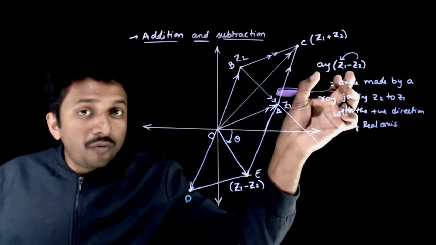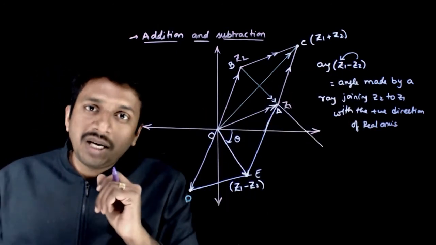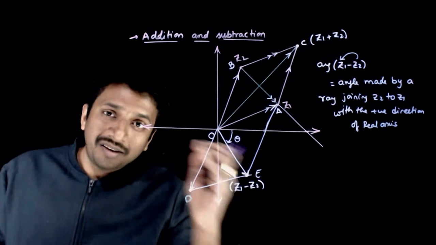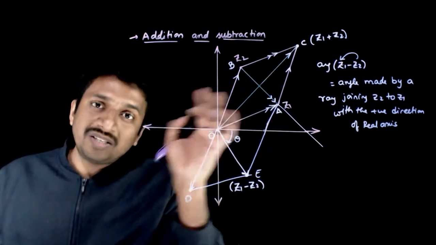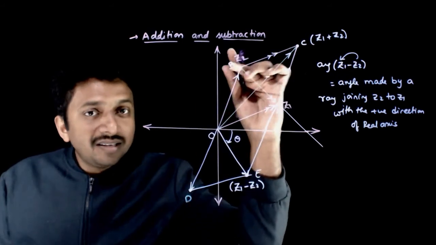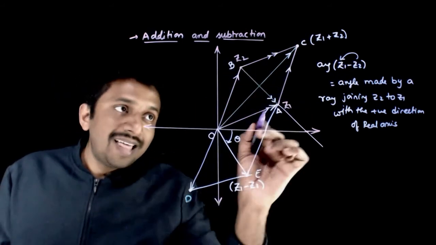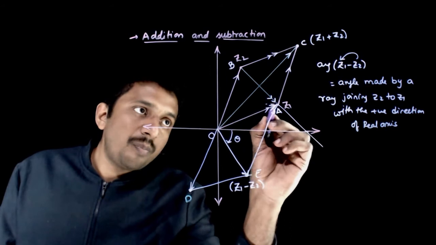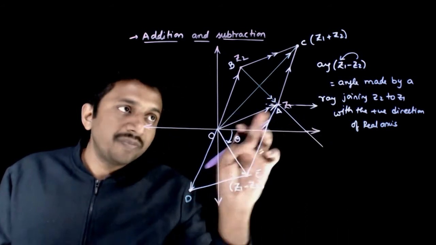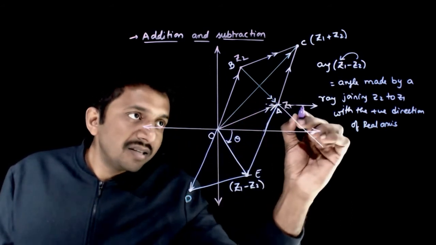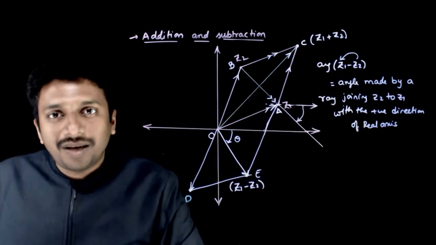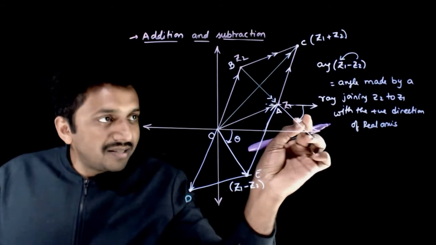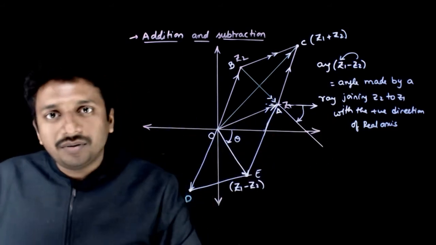If you want the argument of Z1 minus Z2, you don't need to go here. You can directly get the argument of Z1 minus Z2 from this diagram. Join the ray Z2 to Z1; the angle that this ray makes with the positive direction of the x-axis, the positive direction of the real axis, is nothing but the argument of Z1 minus Z2. As you can see, this angle will exactly be equal to this angle.